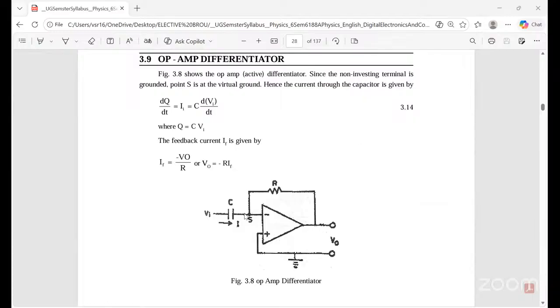Hence the current through the capacitor. What is the current? Q equals I dt, or else dq by dt equals I, which is C into dV by dt. Why? Because Q equals CV, or C equals Q by V. In place of Q, we substitute CV.